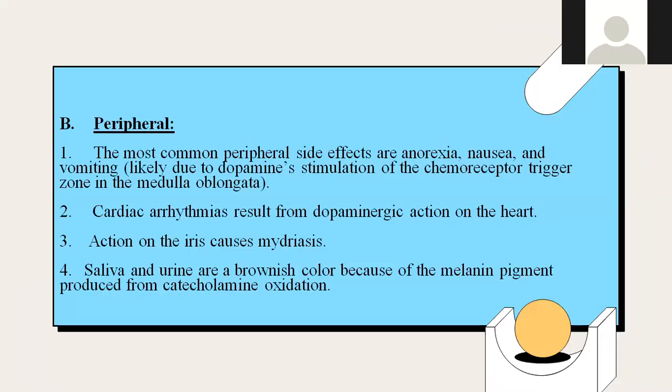Now, the peripheral side effects, because it can stimulate the chemoreceptor trigger zone. So it can lead to anorexia, nausea, and vomiting. It can also elicit cardiac arrhythmias. It can also cause mydriasis. It can also cause a brownish discoloration of saliva and urine because of melanin pigment production.